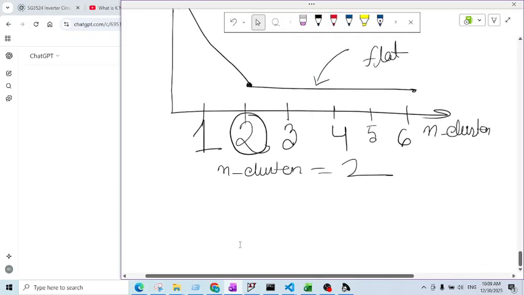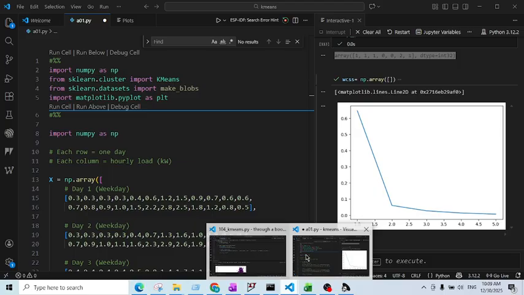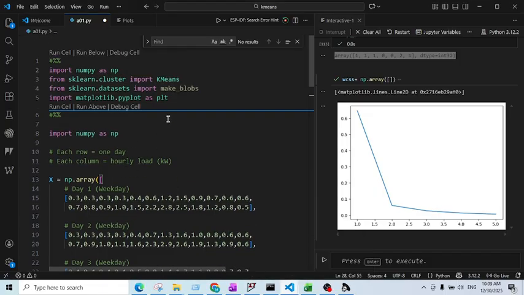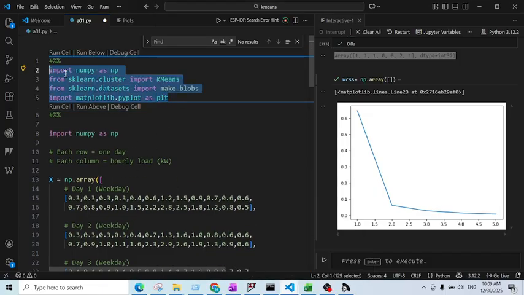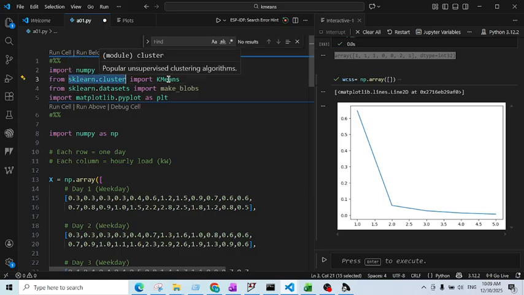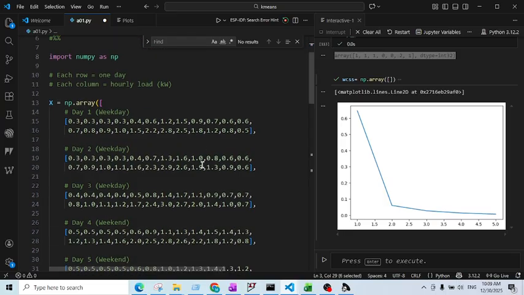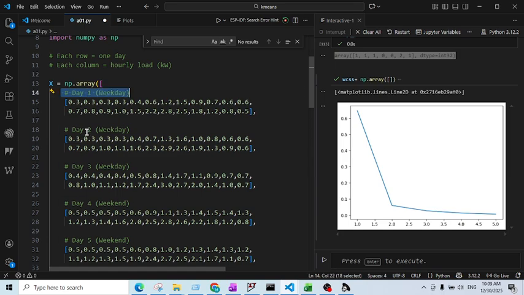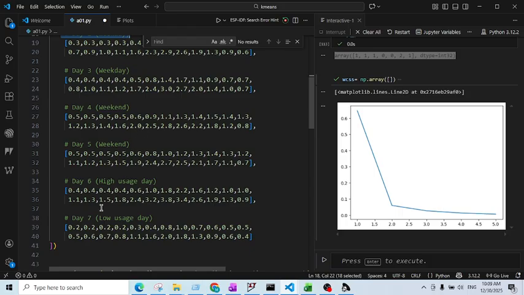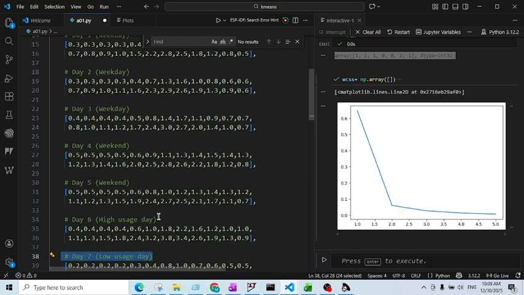So now let's go to our code. Let's see what this code is doing. We have to import the sklearn.cluster module. We have to import this k-means. Now you can see that I have some data here, and I have data from day 1, day 2 up to day 7. So I have 7 days data.